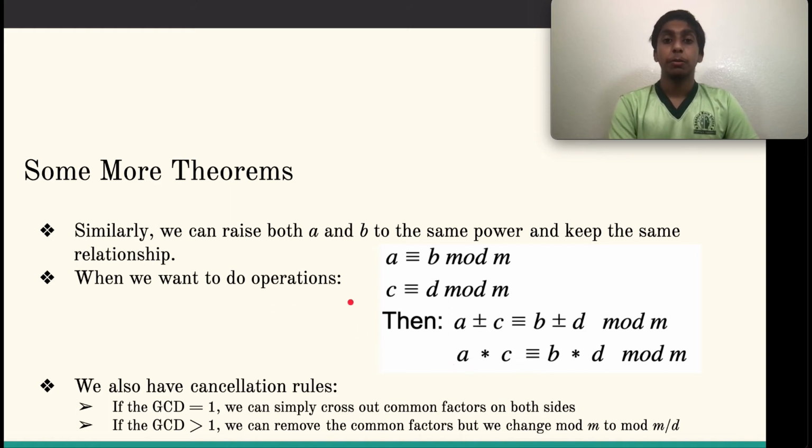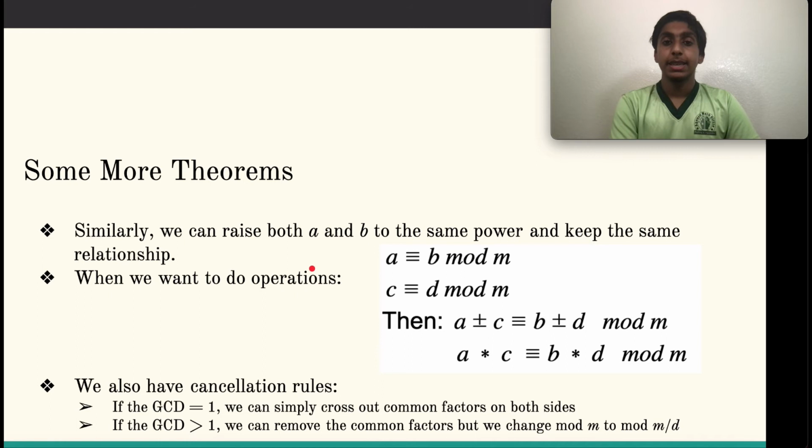Now when we want to do operations, then what we can do is A is congruent to B mod M, and we can do C is congruent to D mod M. So these are our two basic things that we're going to be using in our equation. Then we can also do A plus C is congruent to B plus D mod M, and A times C is congruent to B times D mod M. And we can also do A minus C, B minus D. Now there isn't any real division, I would say, using modulus and congruent modulo, but we do have cancellation rules.